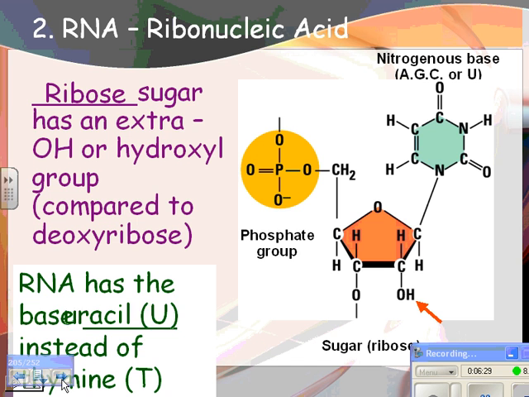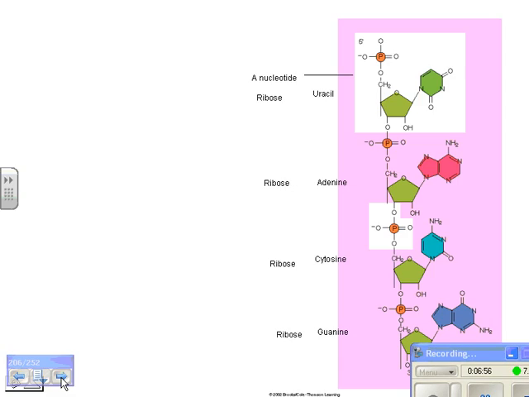RNA has the base uracil instead of thymine. So here's uracil. For RNA, you can have A, G, C, or U. That's the difference between DNA and RNA as far as the bases go. If you look at a nucleotide of either DNA or RNA, you can tell this one's RNA because it's got an extra O, and also because it happens to have uracil in it. It could have also had adenine, cytosine, or guanine. It could not have had thymine.